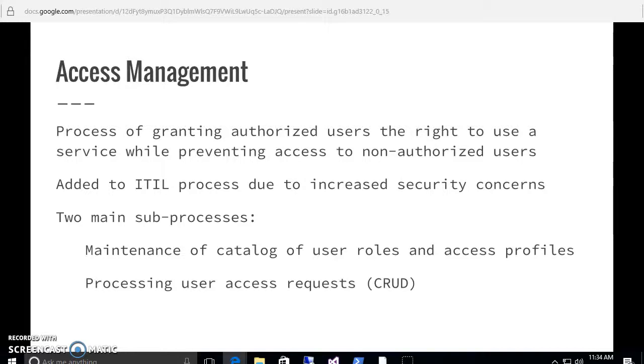This is obviously a fundamental process for any organization looking to keep its information secure while also making money while offering a service. For example, take Google with their email offering. Without using access management, they would not be able to grant users the right to their particular email accounts and would be unable to generate ad revenue for those accounts.